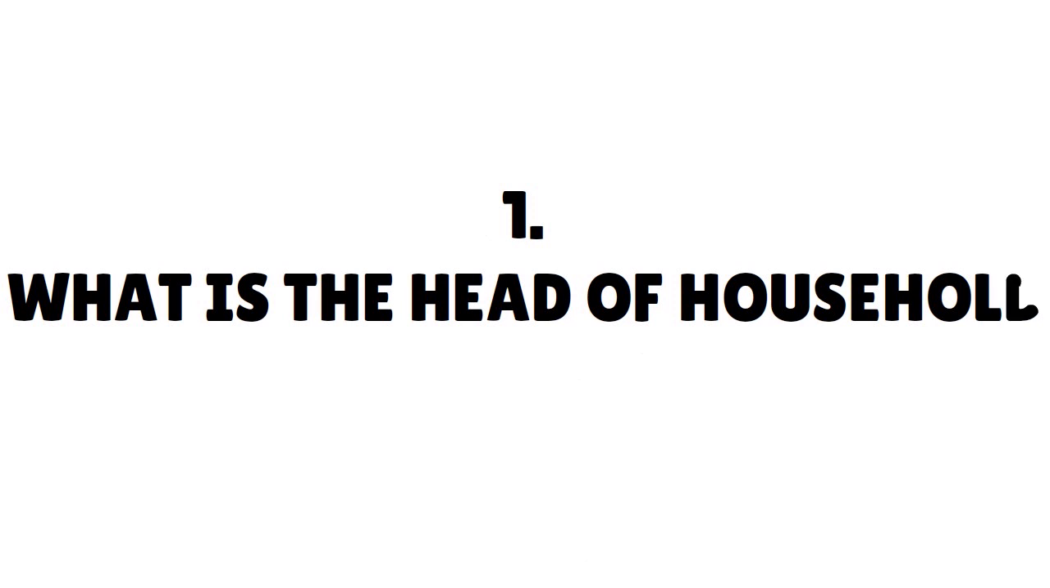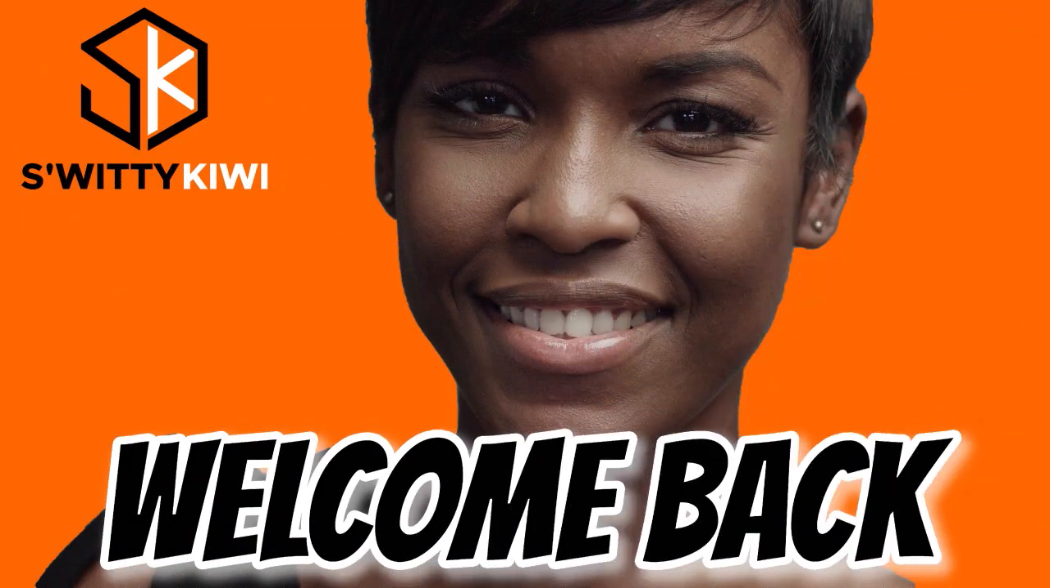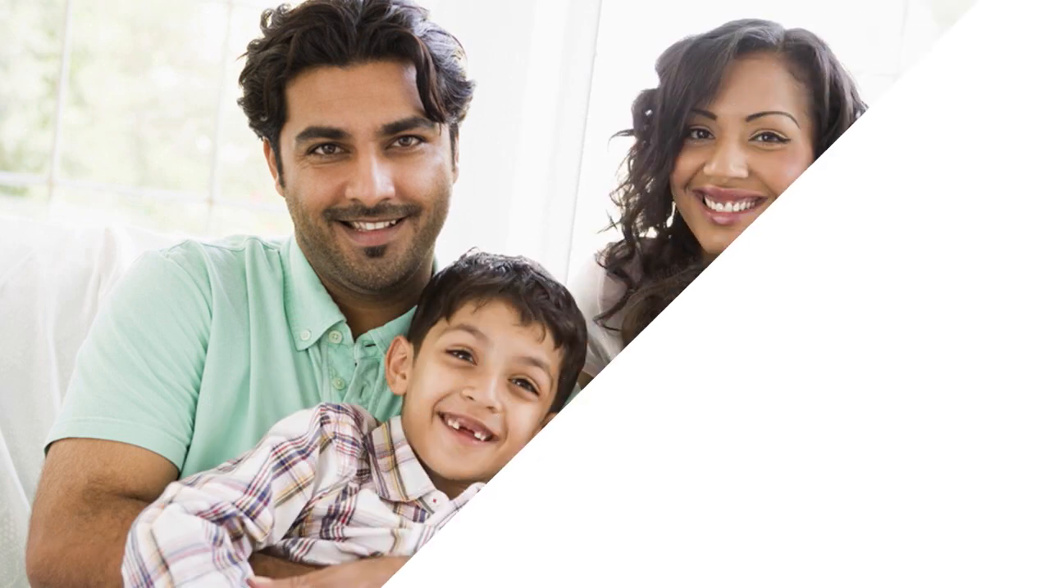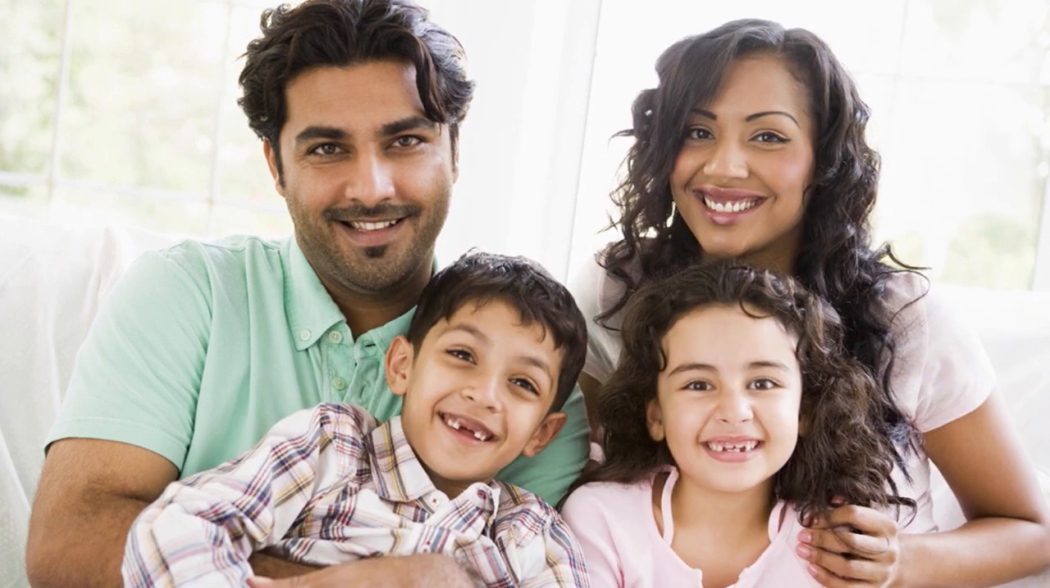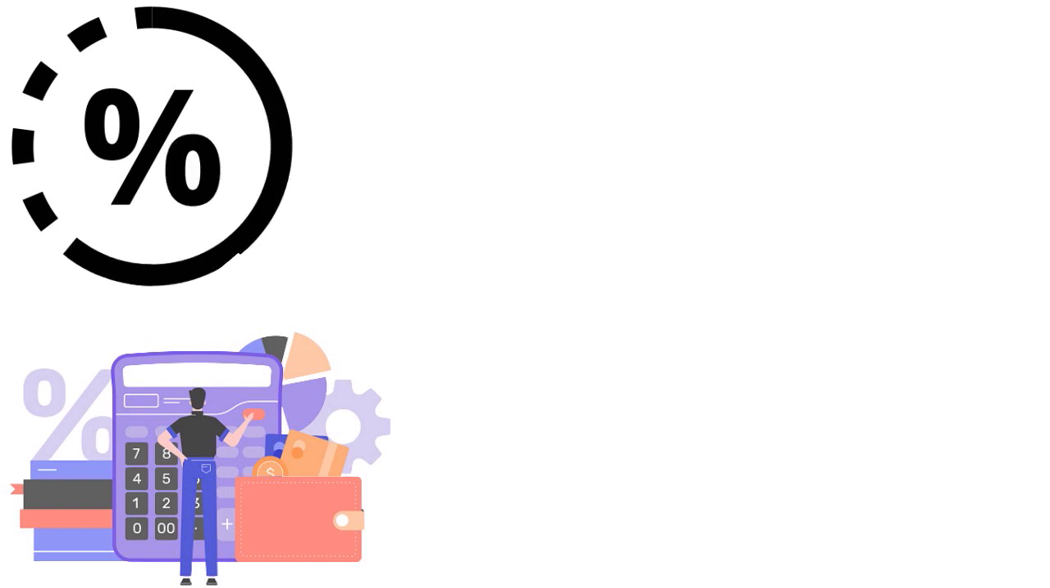I want to dig a little deeper here about what is the head of household filing status, because I really want to explain this. And by the way, welcome back to the channel. We're having a conversation today about how to file taxes with dependents. So the thing here is that head of household filing status typically allows parents or adults in general with qualifying dependents who provide over half of the cost of keeping up a home for a qualifying person to claim a higher standard deduction and be taxed at the lower tax rates than single taxpayers or those who are married filing separately.